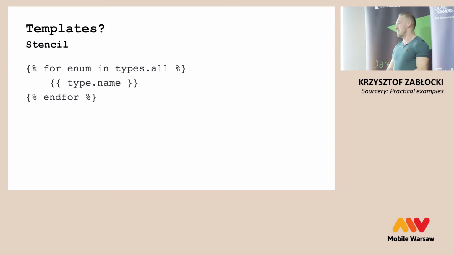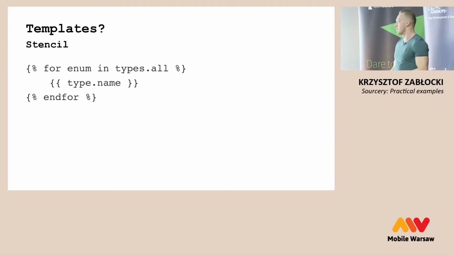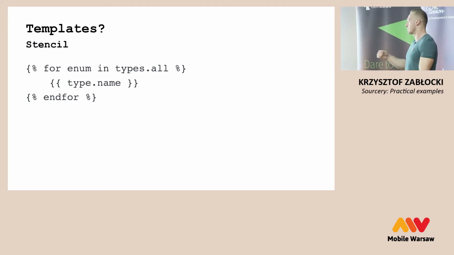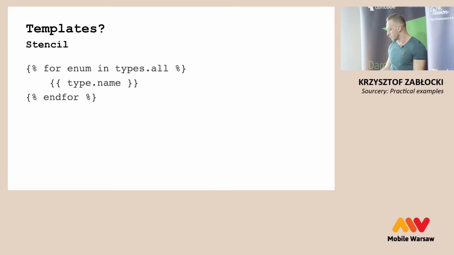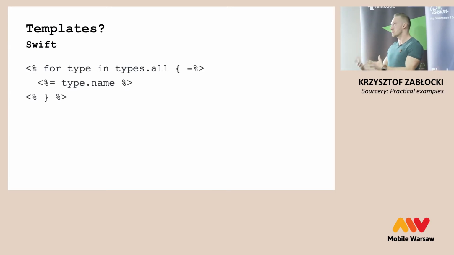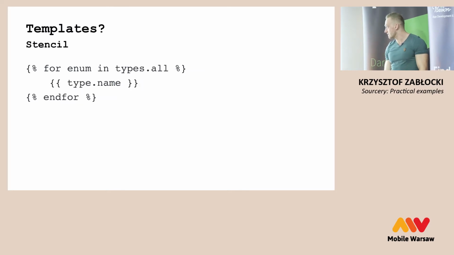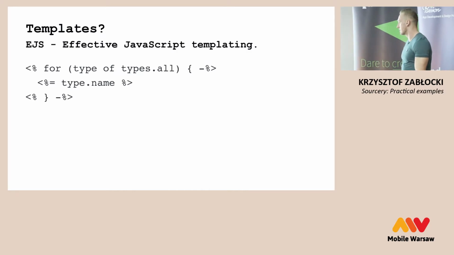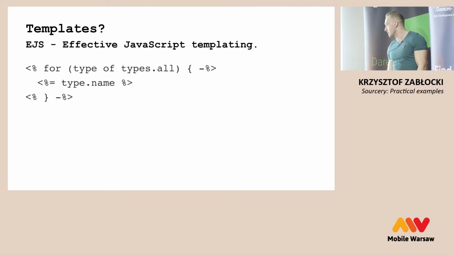So this is how a basic Stencil template might look. For enumeration in types.all, which is basically just an array, we can just print the name of the type, and that is how it would look. The same logic in Swift templates would look like this. So almost no difference, except there are different tags for you. Here you can see that there are just braces and the percentage sign, and here you have the triangle braces, right? So very simple. EJS looks very similar, except you have the separation here. So the basics are very simple.